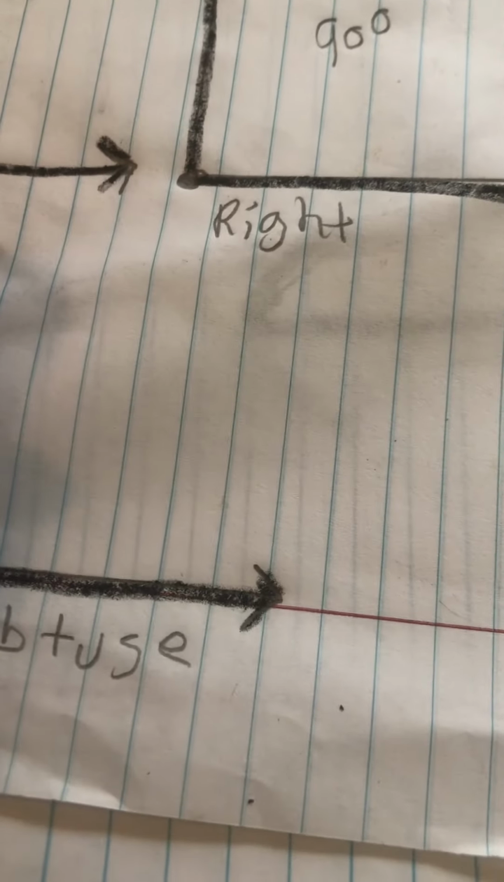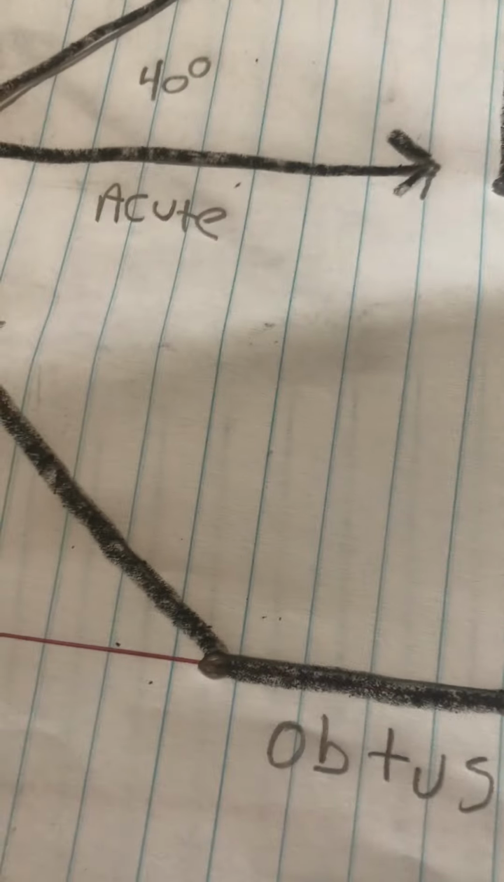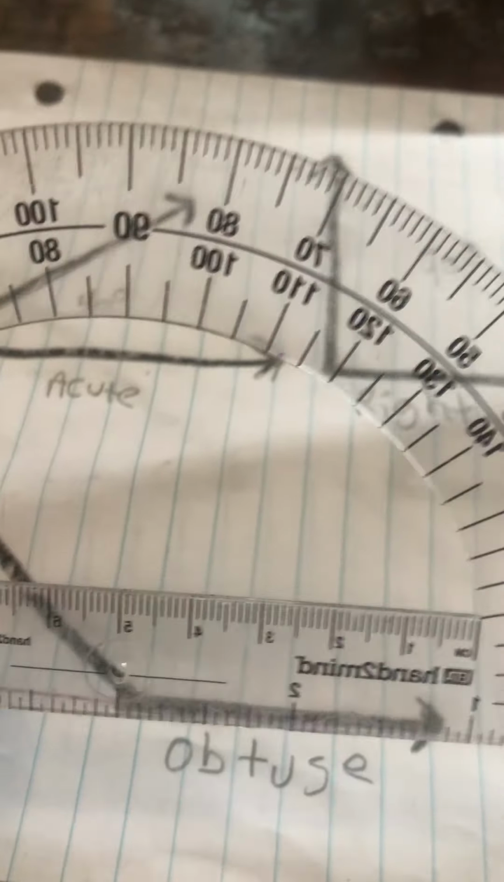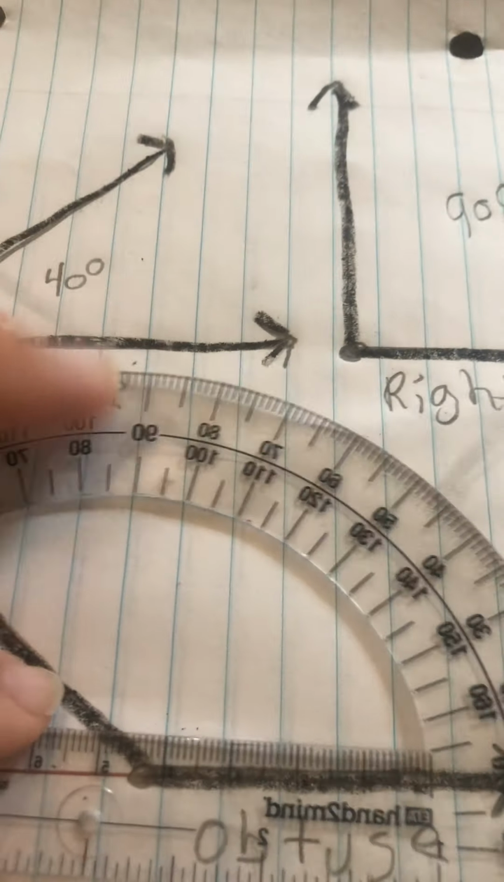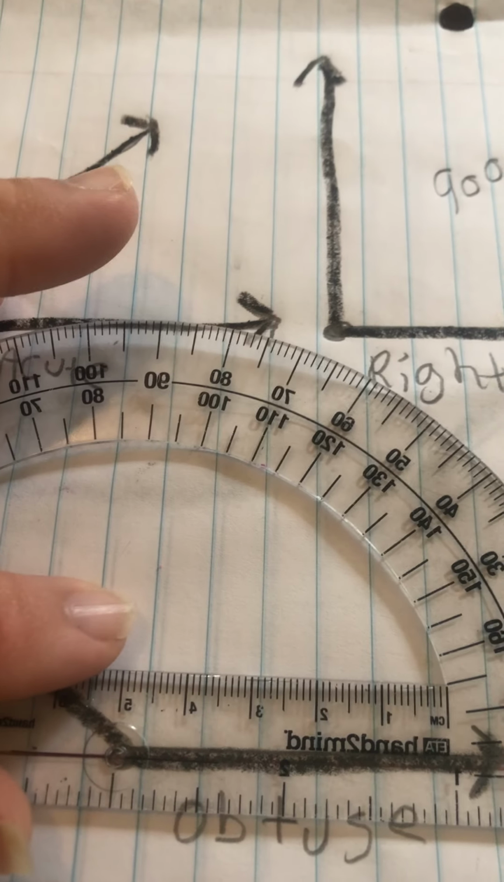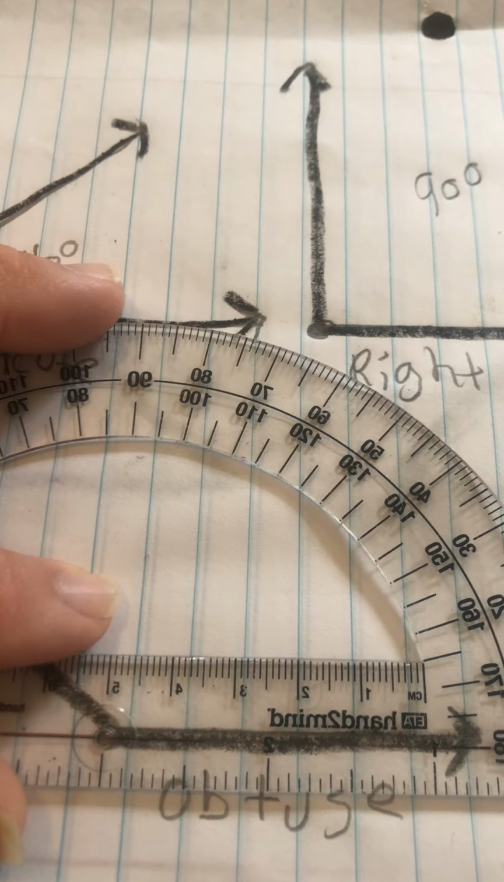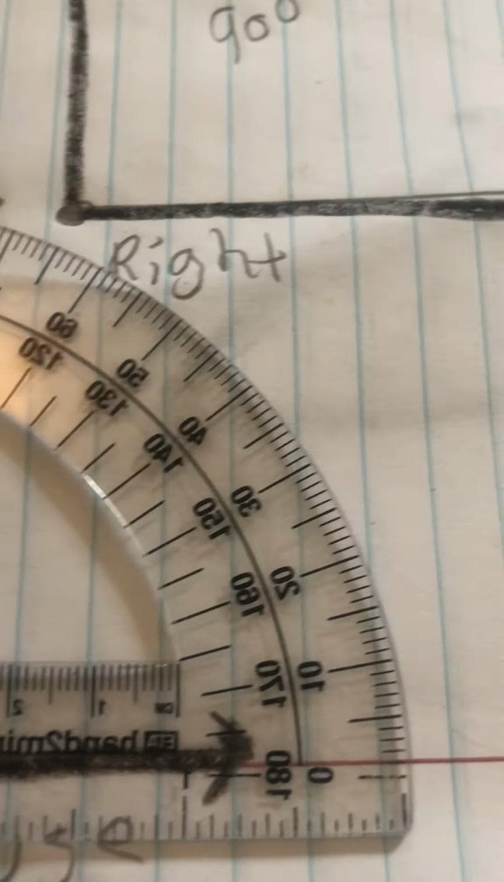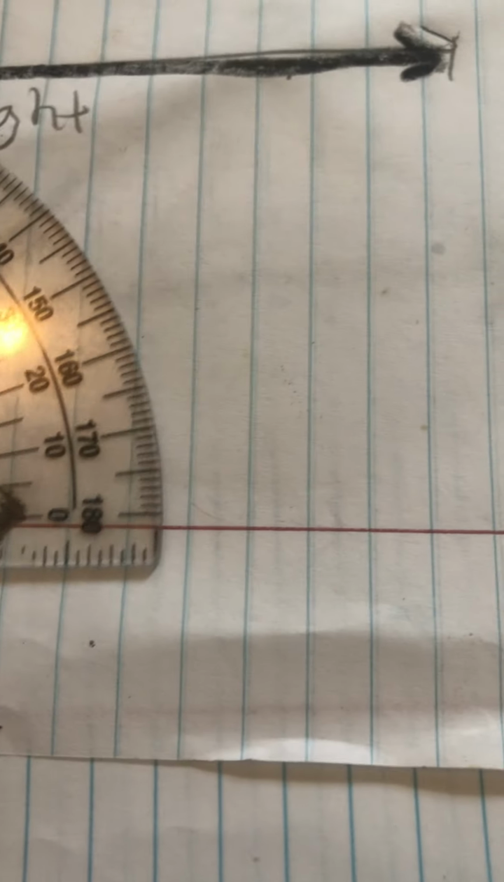So I'm going to locate my vertex right here. And I'm going to take my protractor again, find that hole, and put it right on the vertex, just like that. Where that bottom line is lying straight on that straight line down there. That's going through 0 and 180. Just like that. Now I'm going to find this other line because it's going to give me the measure.